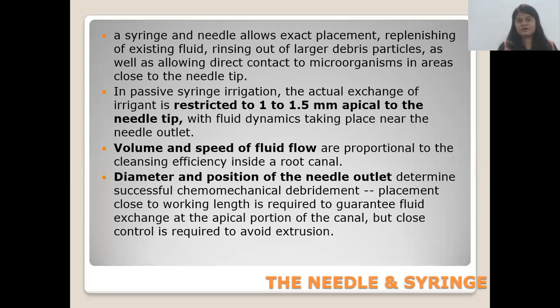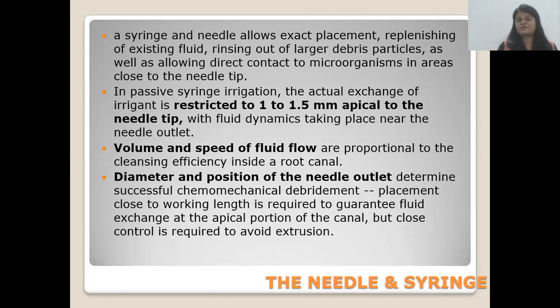Coming to the topic, the needle and the syringe. The syringe and needle allow exact placement and replenishment of the exiting fluid, rinsing out the larger debris particles, as well as allowing direct contact of the irrigant to the microbial biofilm. In passive irrigation, the actual action of the irrigant is restricted to 1 to 1.5 mm apical to the needle, with the fluid dynamics taking place near the needle.